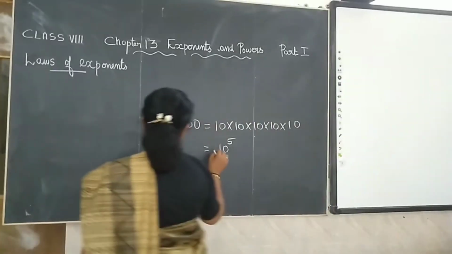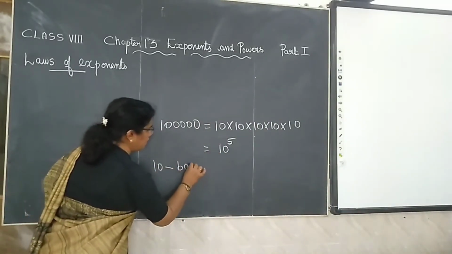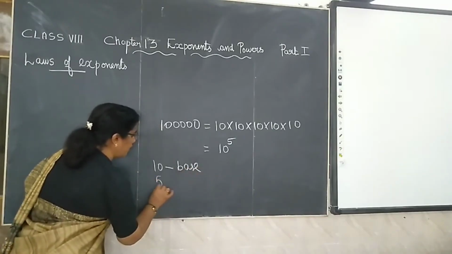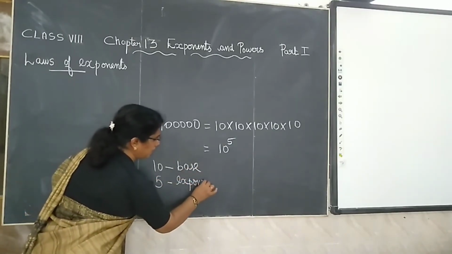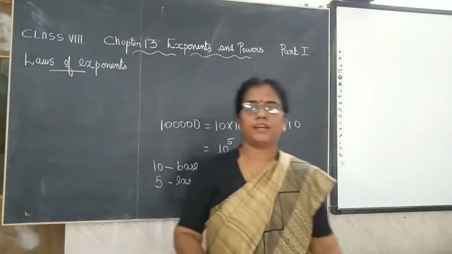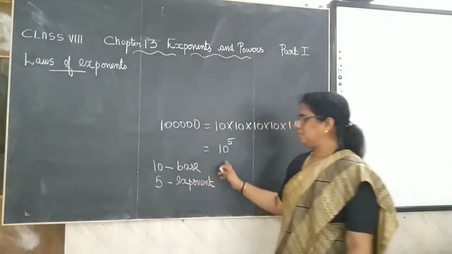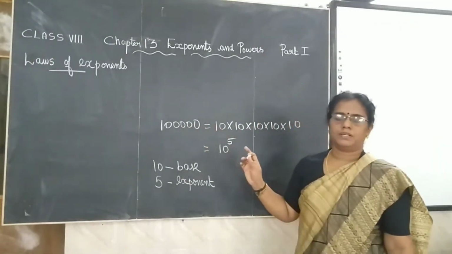Here 10 is called base and 5 is called exponent. This is the exponential form of the given number.